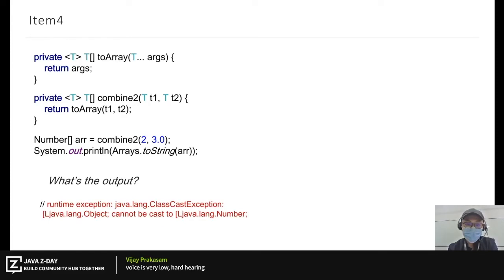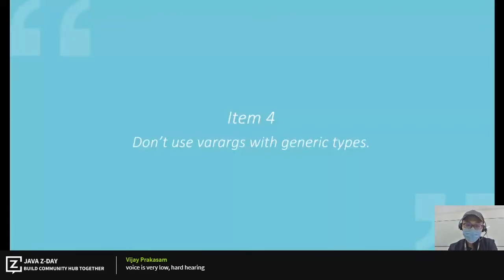It turns out there's no output but a runtime exception. The message is that object array cannot be cast to number array. So what's the problem here? It looks harmless, but the reason is that the type T falls back to object at runtime when the first method is called. So no matter what the type of T is, the type of the returned array is object array, which is not a subtype of number array. Don't use varargs with generic types.